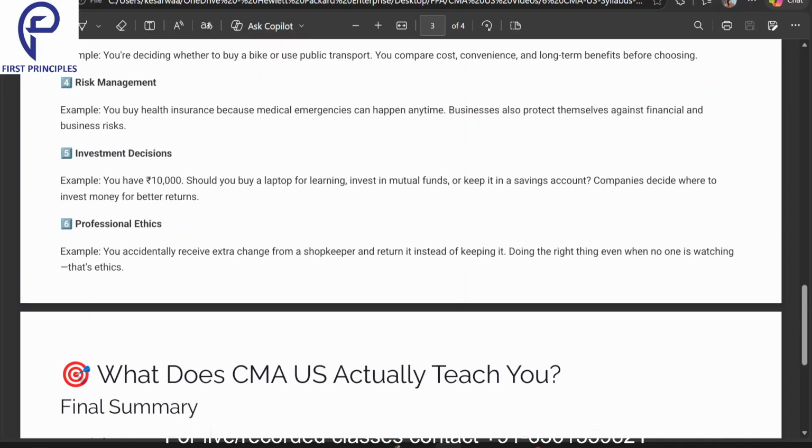Then coming to section F, which is about professional ethics. Say you accidentally receive extra change from a shopkeeper and return it instead of keeping it. You are doing the right thing even when no one is watching. That's what ethics is all about. Why do we study ethics for CMA US Part 2? In order to keep up the name of the designation, so that no one can defame it, and we ensure that if we are holding the title of CMA US with our name, we are not fooling anyone. So it's very important for us to be ethical also.